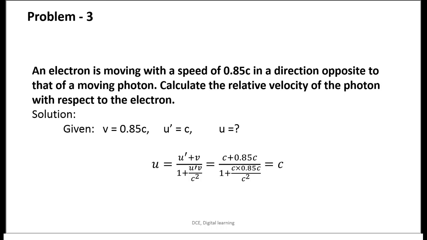So the velocity of the photon with respect to the electron is always c, because the velocity of the photon, that means the light particle, never changes. It always remains constant, it is c.